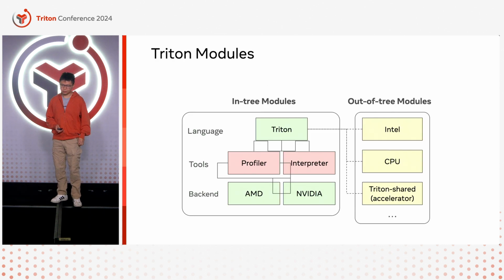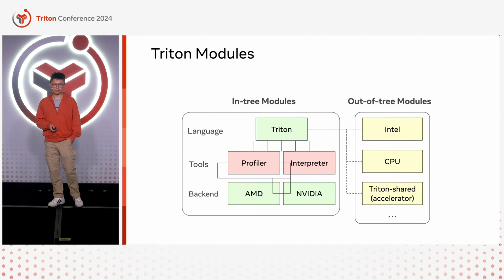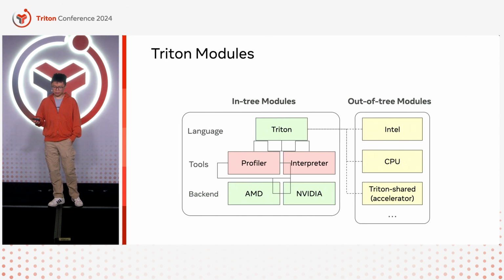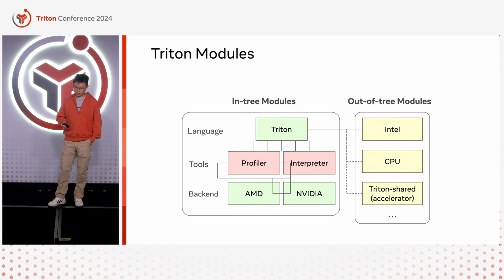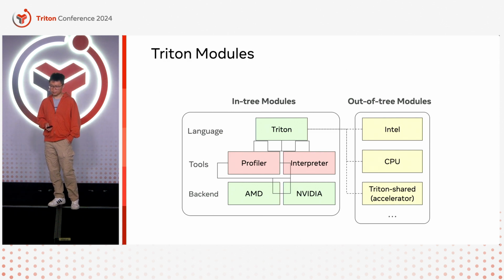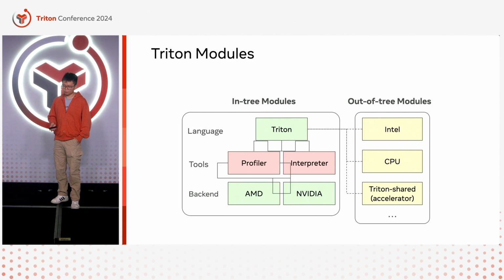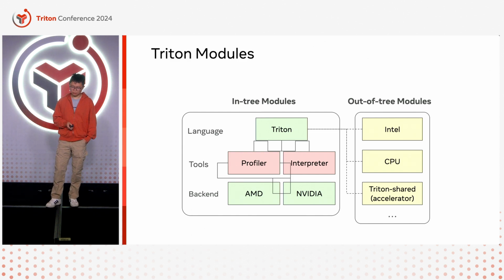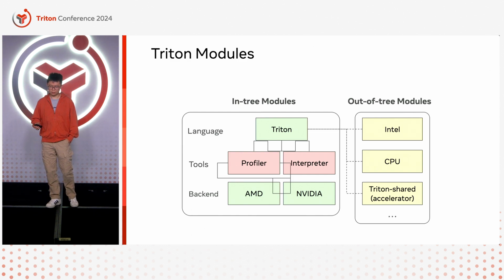Here are the major components of Triton. There are a few entry modules of Triton, which are things that we maintain in GitHub, in Triton's repository itself. On the front end, we have Triton language, and on the backend, we have official support for AMD and NVIDIA GPUs. Between them, we have the profiler and interpreter that connect the Triton frontend with the Triton backend to help you better write your Triton programs. There also exist third-party out-of-tree modules on GitHub, including support for Intel GPUs, CPUs, and also accelerators.